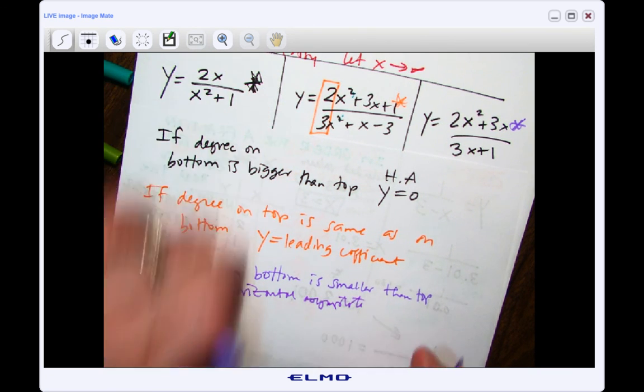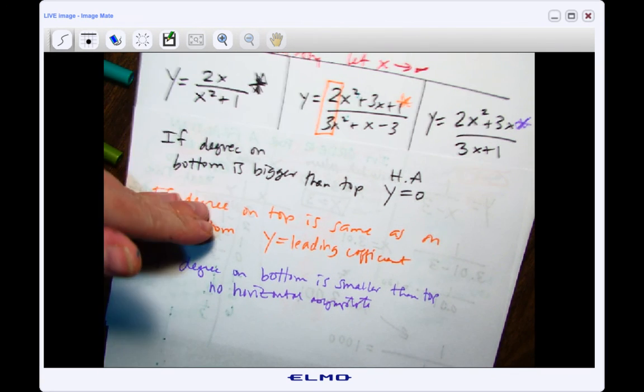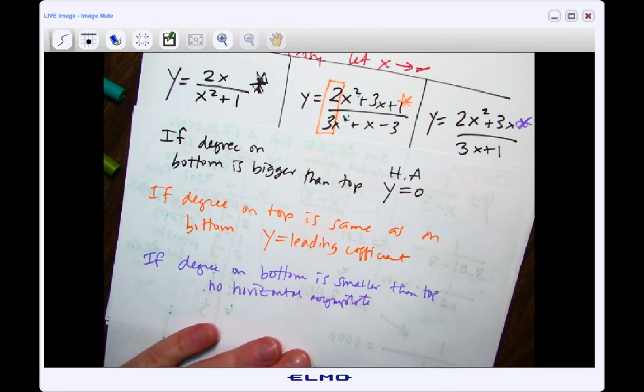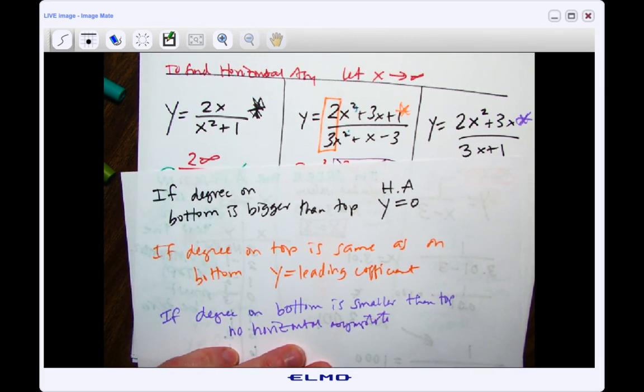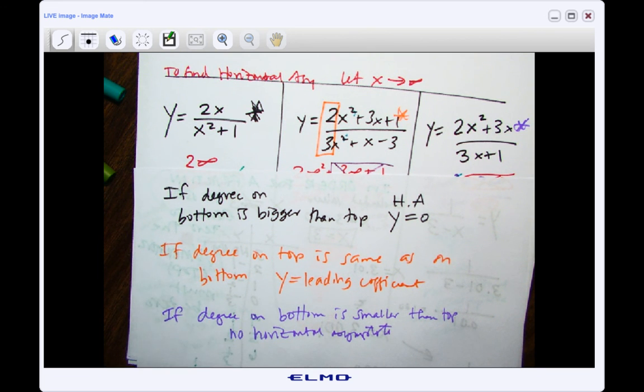And those are really the only three things that can happen with these horizontal asymptotes. You can get one that's equal to 0, one that's equal to the leading coefficient, or one that doesn't exist. And we will talk about what it means. You know, there are other kinds of asymptotes that you can have, but these are your three choices when they talk about horizontal asymptotes. Okay? Alrighty.